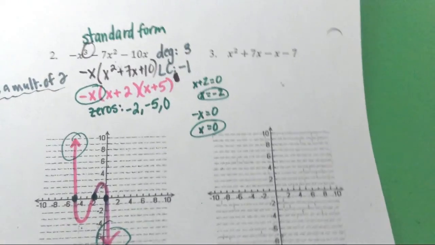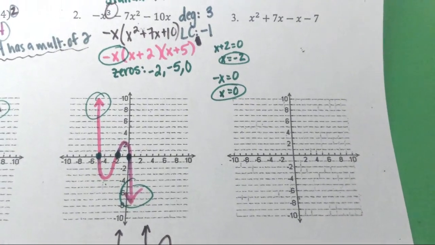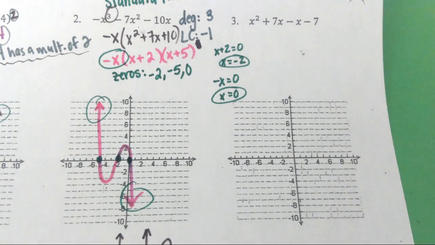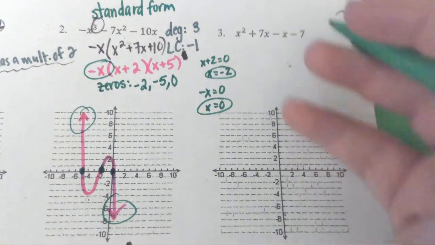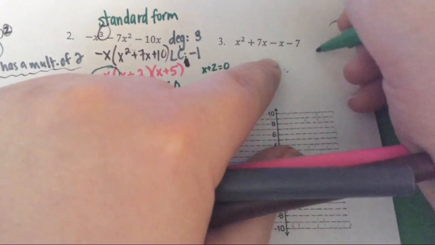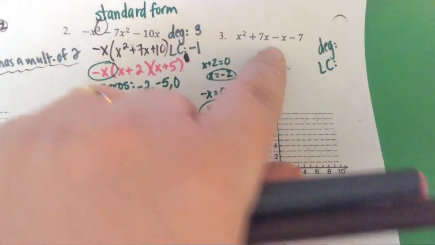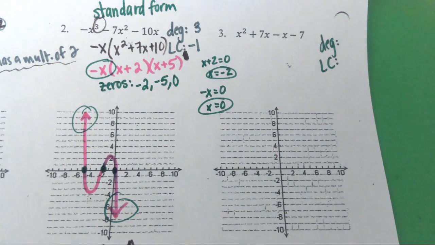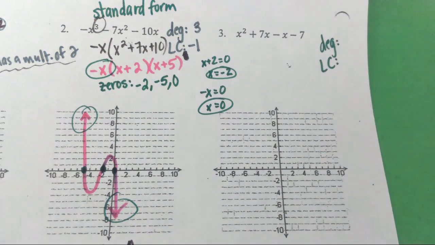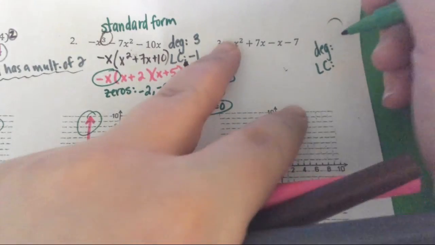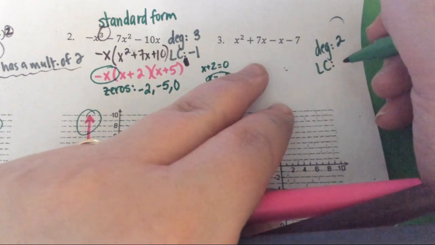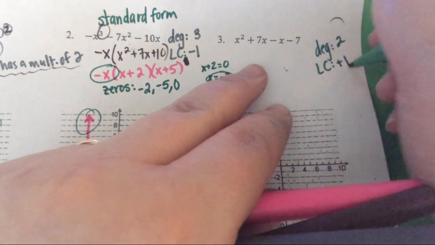Okay, number 3 about made me want to cry yesterday. I'm not going to lie to you. I didn't really feel like doing math, and number 3 looked hard because I was overthinking my life. I got the degree. I got the leading coefficient. The degree is what? The degree is 2. The leading coefficient is +1. Okay, cool.